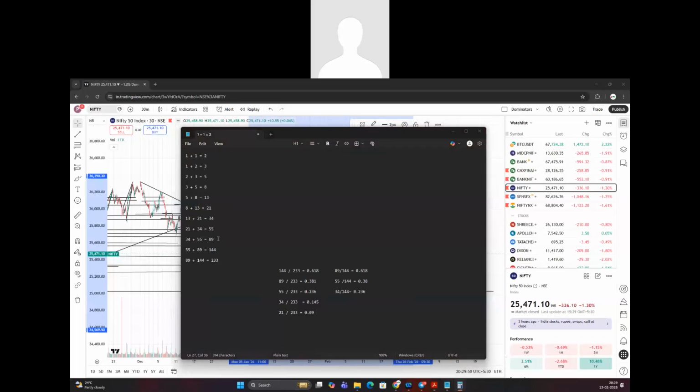So even if you divide 55 divided by 89, let's try this as well. Let the confusion go away. 55 divided by 89. How much? 0.618. The same thing, it will keep on repeating.